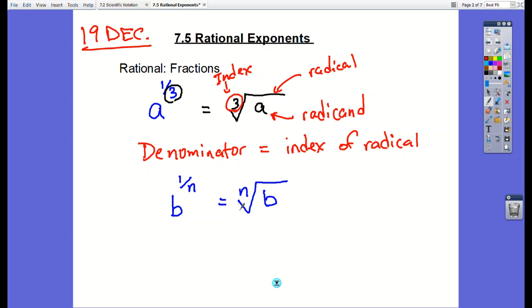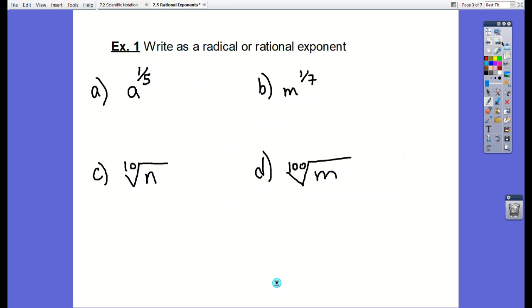So the first thing we want to do is get comfortable going from writing something as an exponent, like b to the 1/n, and turning it into a radical, or going the other way, taking a radical and turning it into an exponent. So let's do this on our first example problem. If it's an exponent, write it as a radical. If it's a radical, write it as an exponent. Okay?